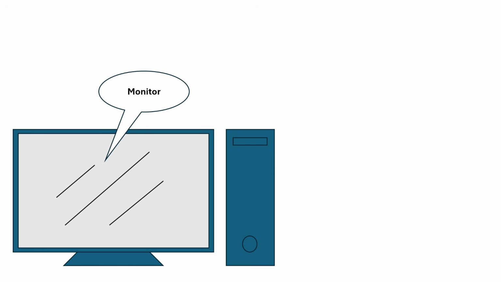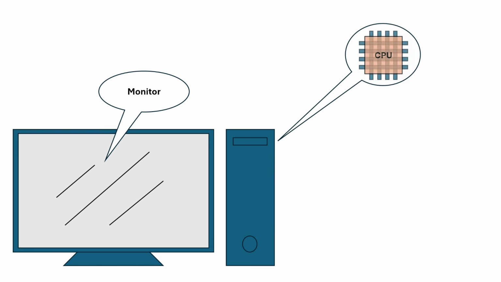Although it's a component you see daily, the monitor is simply a peripheral device of the computer. The actual computer is inside the slim box next to it. While this box contains many components that make up the computer, in this video, I will only discuss the two most important components. The most important component is the central processing unit, abbreviated as CPU.